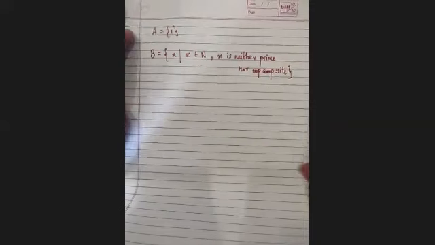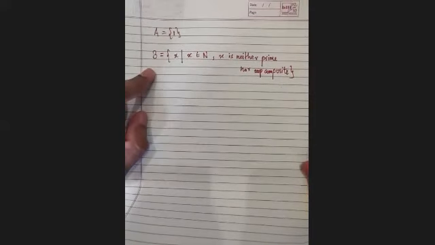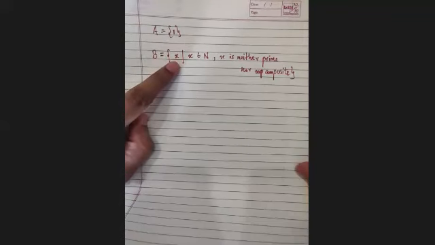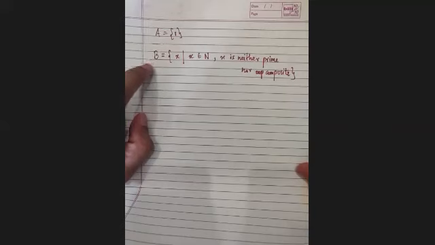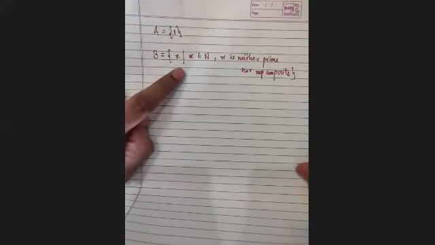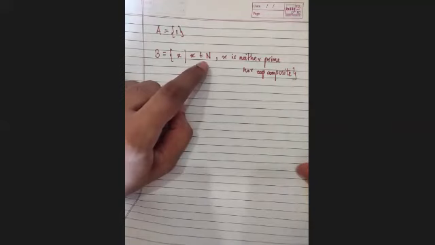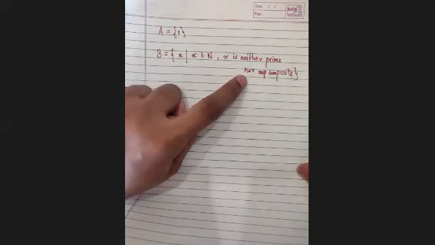ठीक है, ऐसा वो लोग ने दिया. Can you read this now? Yes, sir. पढ़ो. B is set of all x such that x is natural number. पढ़ो वापस. B is set of all x such that x belongs to natural number. X is neither prime nor composite.